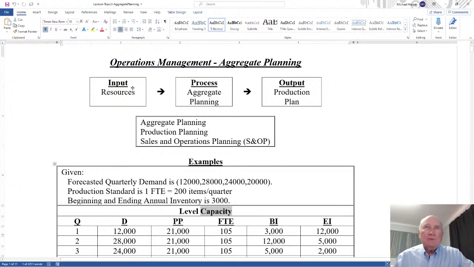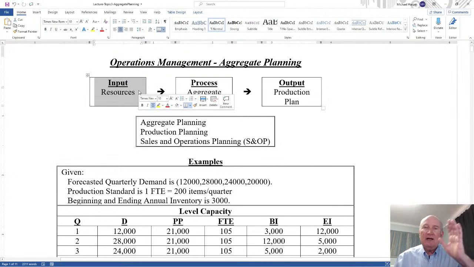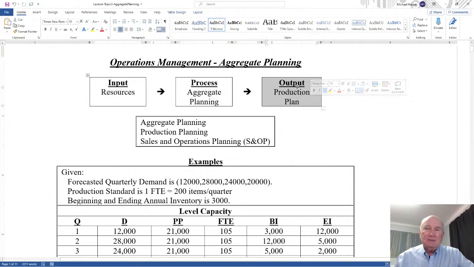In aggregate planning, we have the input-output process. The input is resources, and they're all different kinds of resources. The two resources we'll be looking at primarily in aggregate planning would be inventory and labor. The output is a production plan. And so the whole point and objective of an aggregate plan is creating a production plan. But that production plan goes through an aggregate planning process.